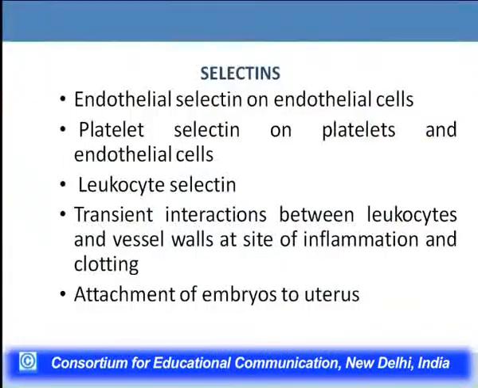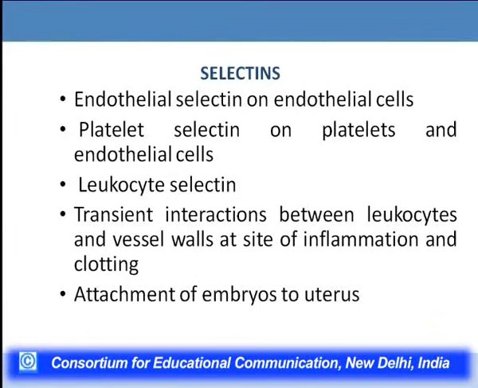These type of proteins are found in a number of cell types like endothelial cells, platelet cells, and leukocyte cells. The selectin molecules which are found on endothelial cells are termed as endothelial selectin. Platelet selectins are found both on platelets as well as endothelial cells. They are known as P-selectin, whereas endothelial selectin are known as E-selectin. And then we have L-selectin which are found on leukocyte.